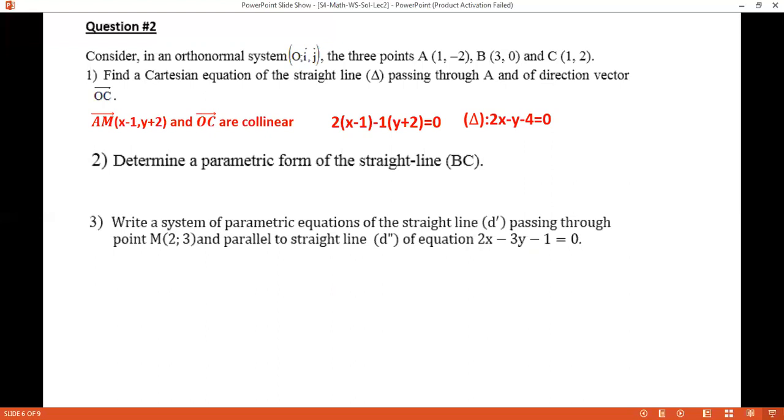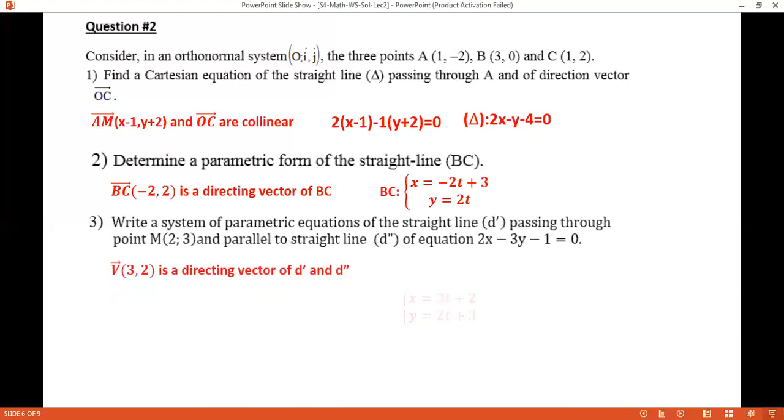Now we need to do the parametric form of the straight line BC. So for BC, I have 2 points. First of all, I should find a directing vector, and then you replace the coordinates and the coefficient of the parameter, and you can replace the point B or C beside the parameter. Now write a system of parametric equations of the straight line D prime passing through the point M and parallel to D double prime. You know that if two lines are parallel, then they have the same directing vector, and then you can replace it in the parametric equation as you see in this form.